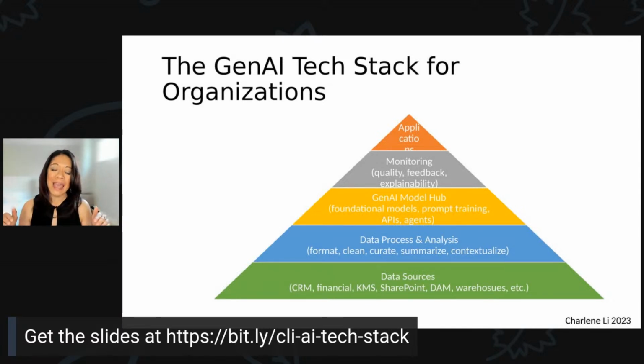The third level is the actual generative AI model itself. People are calling this the model hub because it's actually a lot of different foundational models in here. You have the foundational models themselves, the actual engines. You have prompts and training that you have put into this. You also have APIs and agents that can connect all of these data sources that may be inside the company, but also maybe external to you.